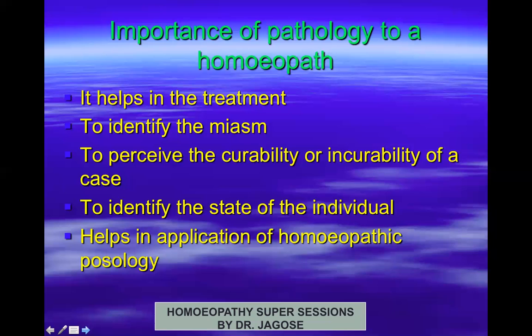Otherwise, if you give a high potency with frequent repetition, or high potency even with infrequent repetition, you may get a killer's aggravation, that is, in an incurable case, as per Kent's first observation: prolonged aggravation with final decline in health of the patient. So this has to be kept in mind with the Hahnemannian pathology.